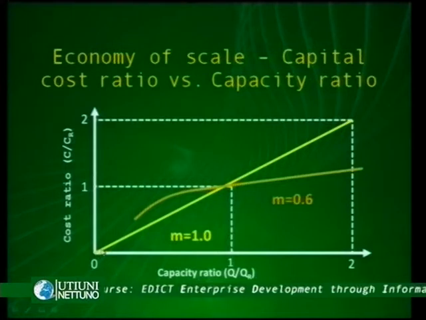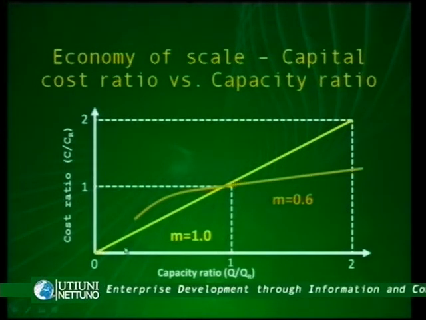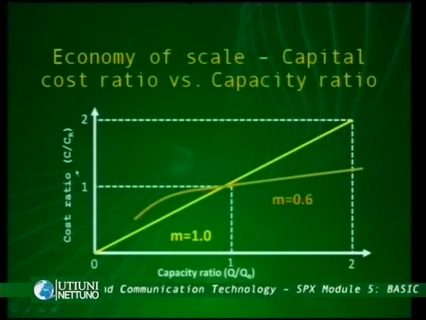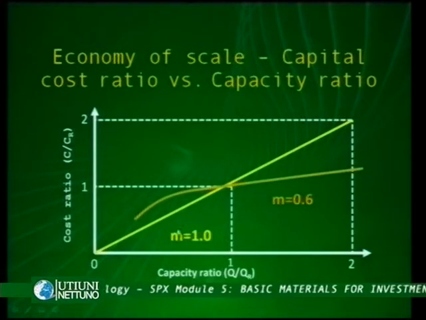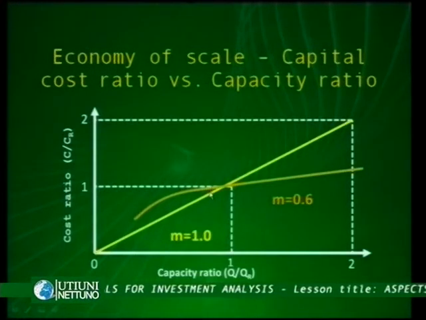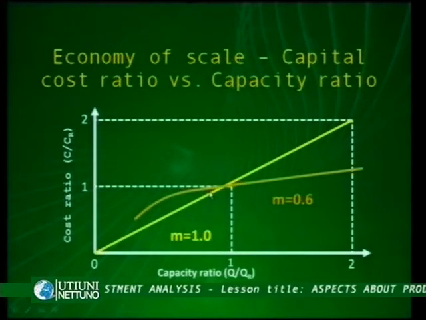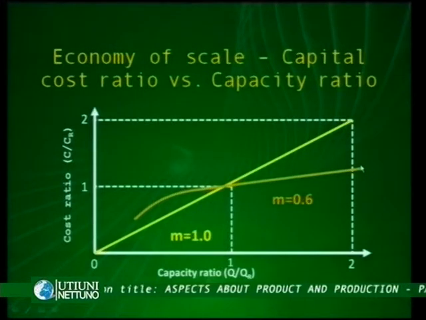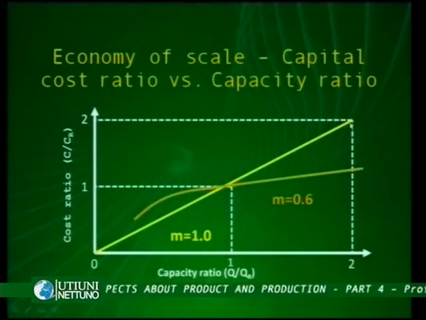And so the yellow line depicts the proportional scenario. If m is lower than 1, 0.6 in our example, then the cost ratio has this kind of shape. The curve has this kind of shape. So it's higher than the proportional hypothesis in a certain range, and it's lower than the proportional scenario in another range.